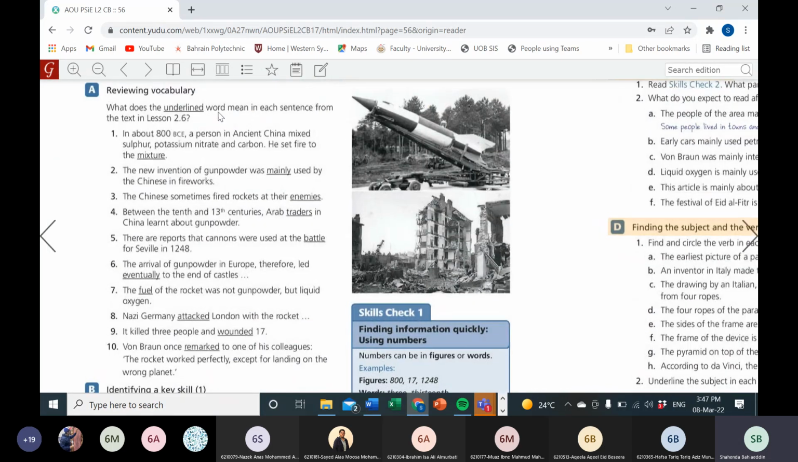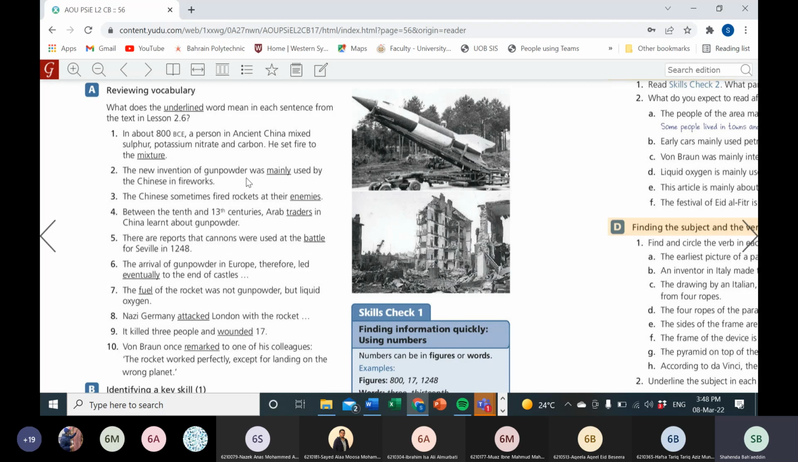What does the underlined word mean in each sentence from the text in lesson 2.6, the text that we just read? In about 800 BCE, a person in ancient China mixed sulfur, potassium nitrate, and carbon. He set fire to the mixture. What does the word mixture mean? A mix of things. Not a mix of things. It's a substance made by mixing other substances together. Not things, substances, because potassium nitrate and sulfur and carbon are substances.